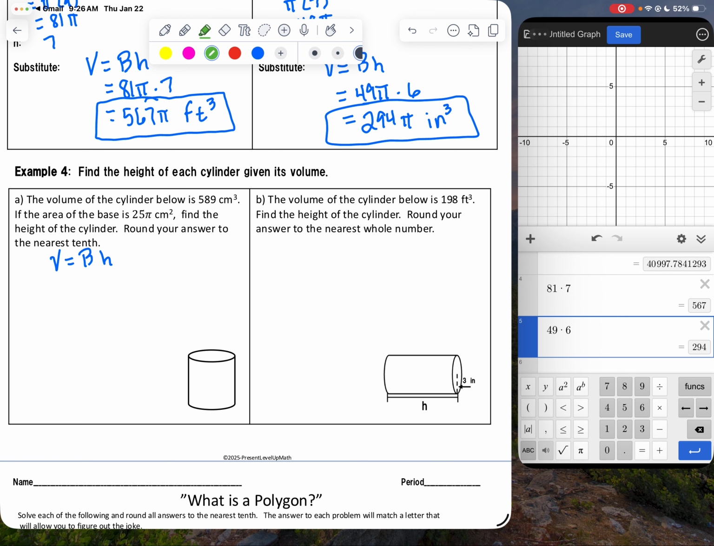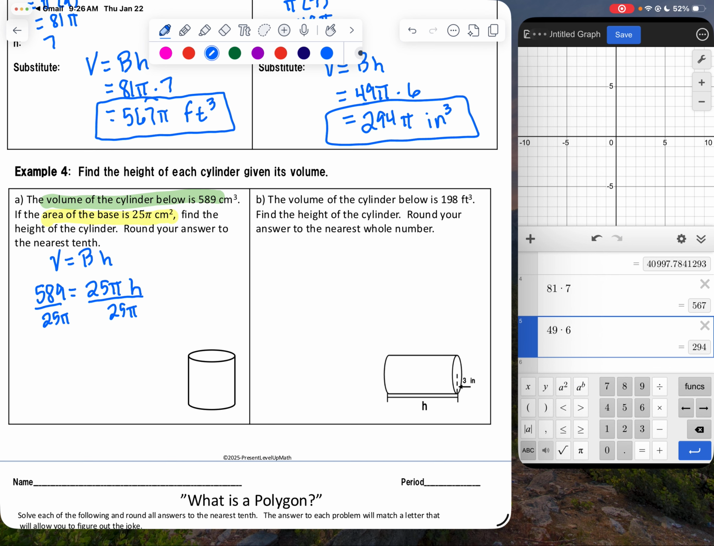So in this problem, they told me what the volume was and what the area of the base was. So it said my volume is 589. It said the area of the base was 25 pi, and I did not know h. So 589 equals 25 pi h. So my goal is to get the h by itself. So I'm going to divide both sides by 25 pi.